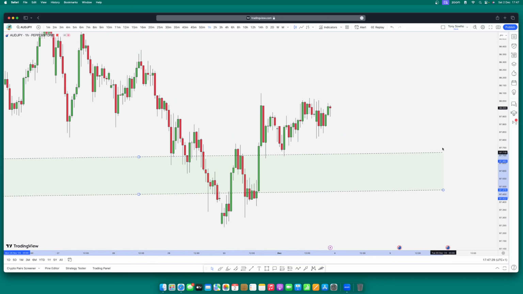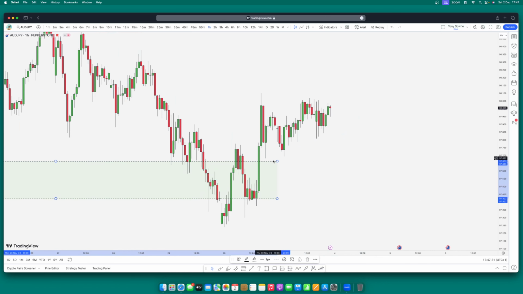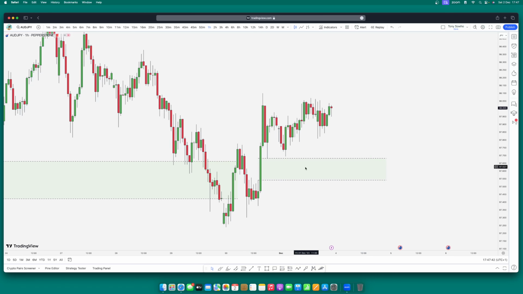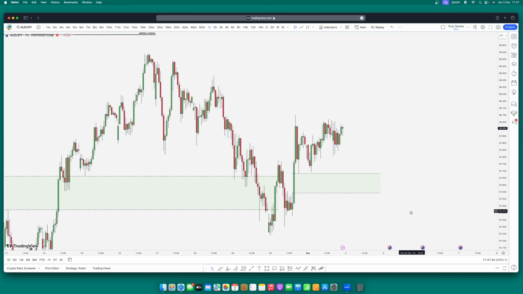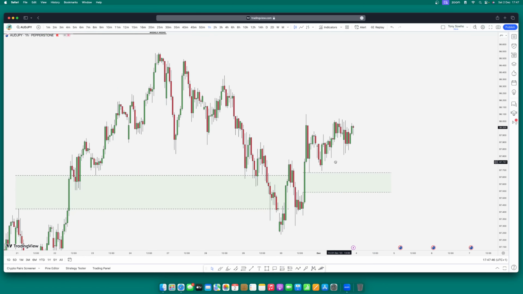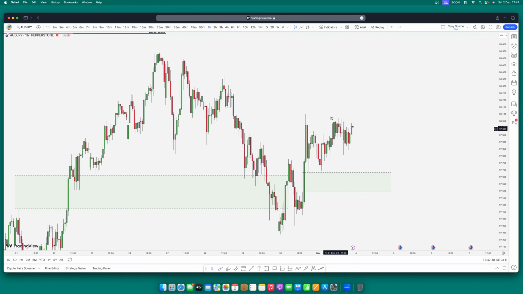Okay, so this imbalance has been played. Let us keep an eye on this area here. If price should come down here, then most likely I will be looking for buying opportunities because it is still in line with the range, right?